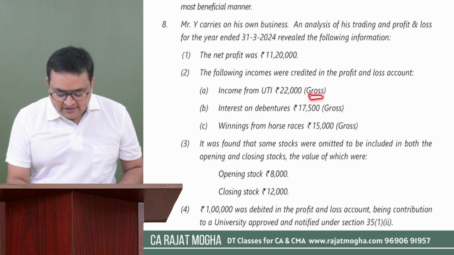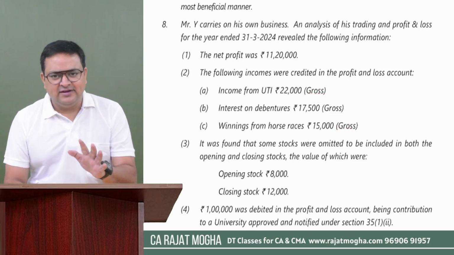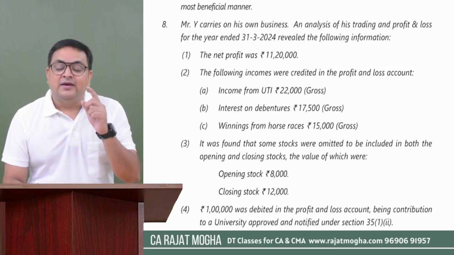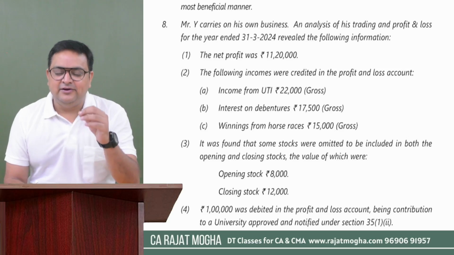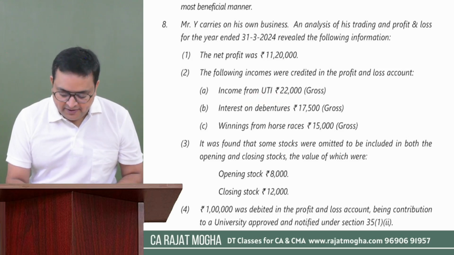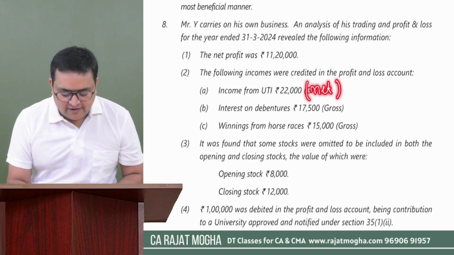If you look at this, here it is written gross amount. It's okay with us if they have written gross amount, because this is before TDS, correct? If they would have mentioned, let's say in your examination, that income from UTI is 22,000, but they write it as net amount after TDS.